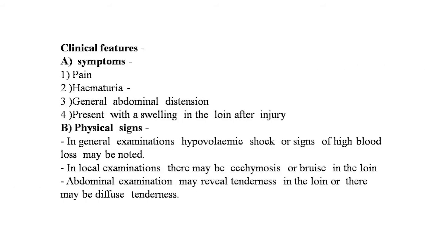Now the clinical features of this condition. The symptoms are pain, hematuria, general abdominal distension, and they present with a swelling in the loin after injury. Then the physical signs: in general examination, hypovolemic shock or signs of high blood loss may be noted. In local examination, there may be ecchymosis or bruise in the loin region. Abdominal examination may reveal tenderness in the loin or there may be diffuse tenderness.